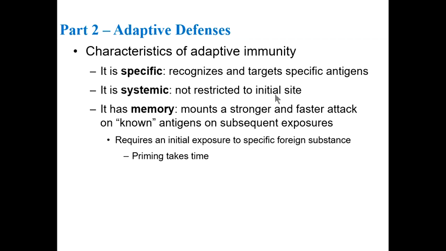It's not restricted to an initial site. It has memory, so the next time you're infected with the same antigen, you'll have a stronger and a faster attack. So it requires an initial exposure. With that initial exposure, priming takes place, which means each subsequent exposure, your body will be better prepared to deal with that specific microorganism.